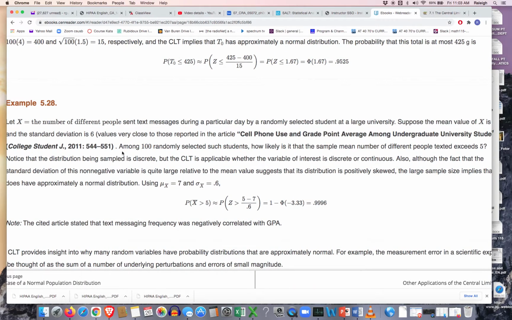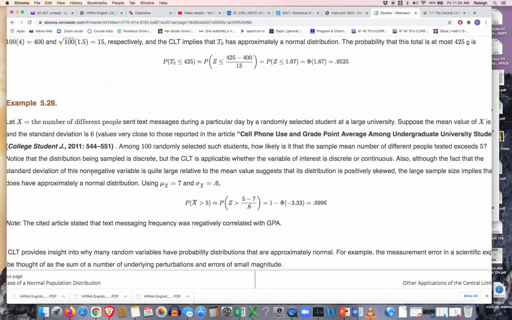But this distribution is discrete, but the theorem is applicable whenever the variable of interest is discrete or continuous. There can be continuity correction applied, and I have an example of that if we have time, from the normal approximation of the binomial, which we saw back in chapter 4 on the old book.